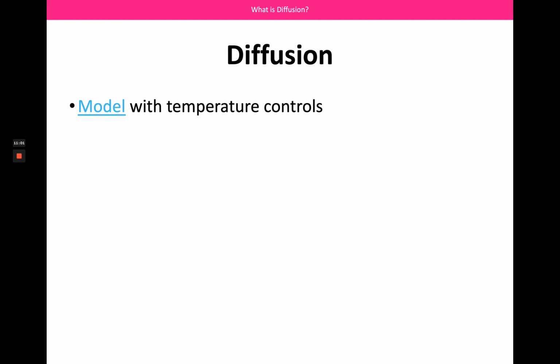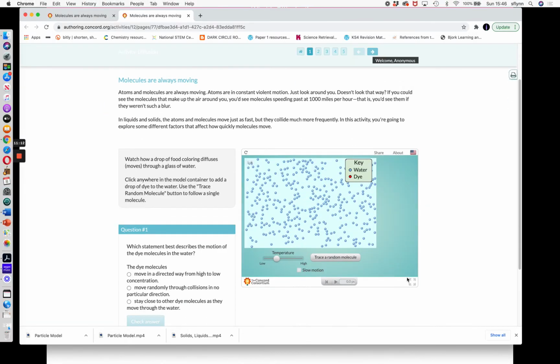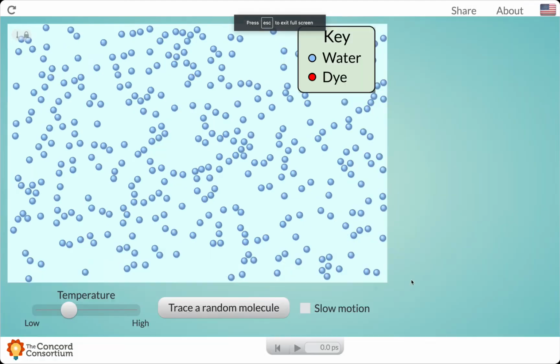So we're going to look at a simulation to help explain why or how that happens. The example here talks about water and dye. We can think of this simulation as being about liquids, or about gases. The principle is going to be exactly the same.